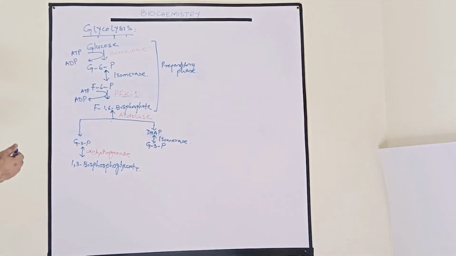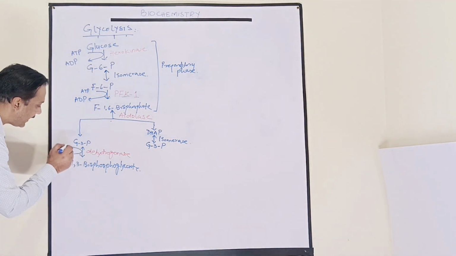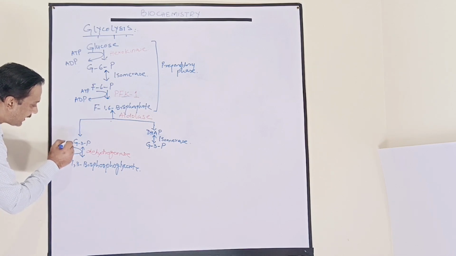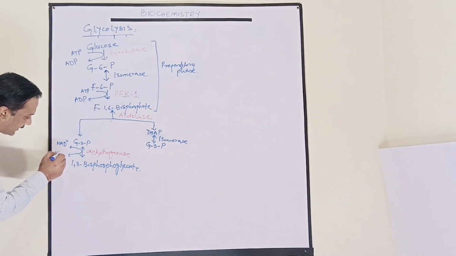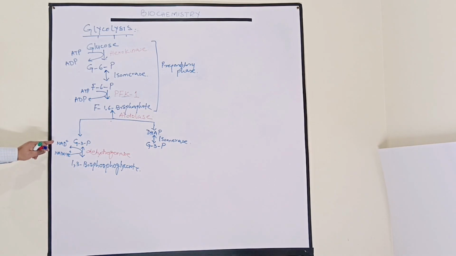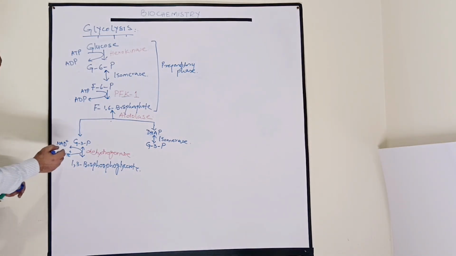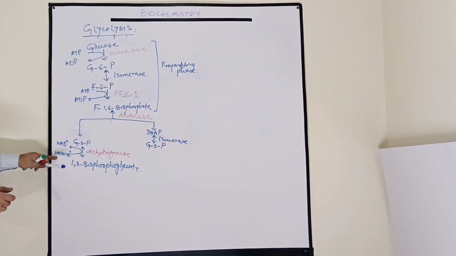And in this reaction, one molecule of NAD plus is reduced to NADH plus H plus. And you know, when one molecule of NAD is reduced to NADH, it produces three ATPs. So here one molecule of NAD is reduced.